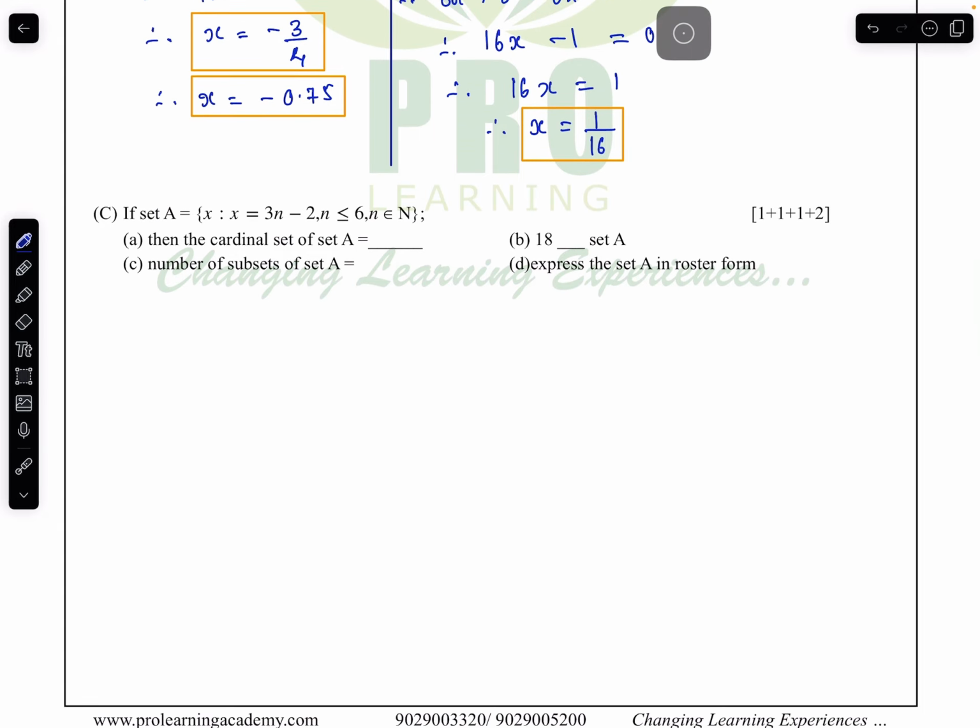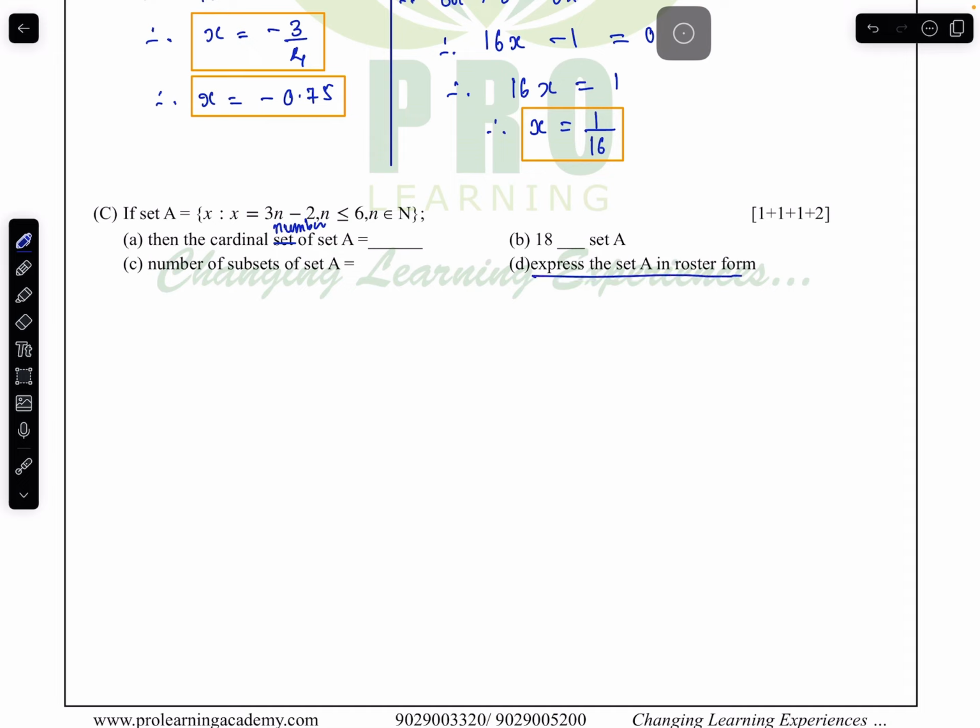Here in this case, again, this is a set builder form, which is the rule method. Here we are required to express the set in roster form. So we will be required to get the roster form of this particular set here. Then the cardinal number of set A. So we are continuing with cardinal number. I'll replace this as cardinal number of set A.